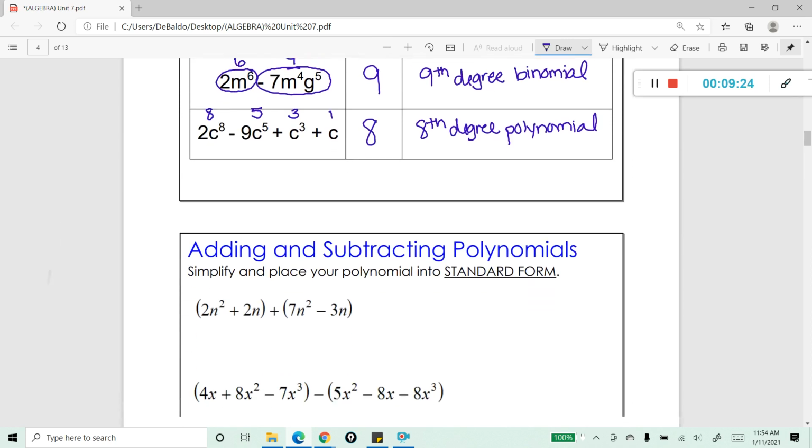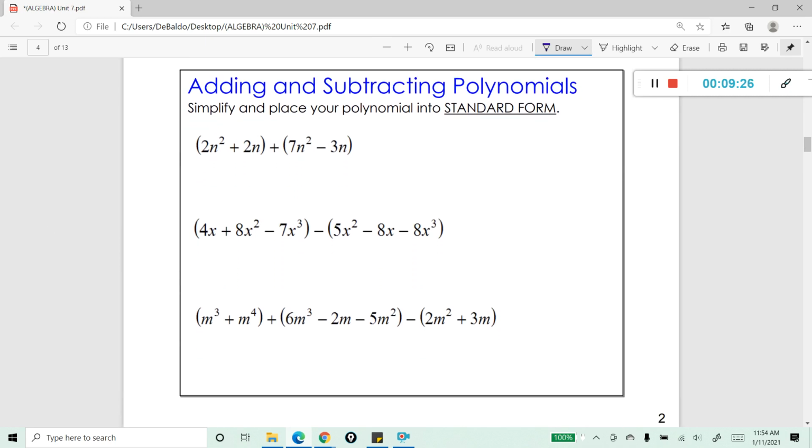Okay, let's bump it up a little bit. Now we're going to take that understanding and we're going to talk about how to add and subtract polynomials, put them into something called standard form, and then give it a name. So here's how we add polynomials. It's basically just combining like terms. You just have to do a little bit of extra thinking.